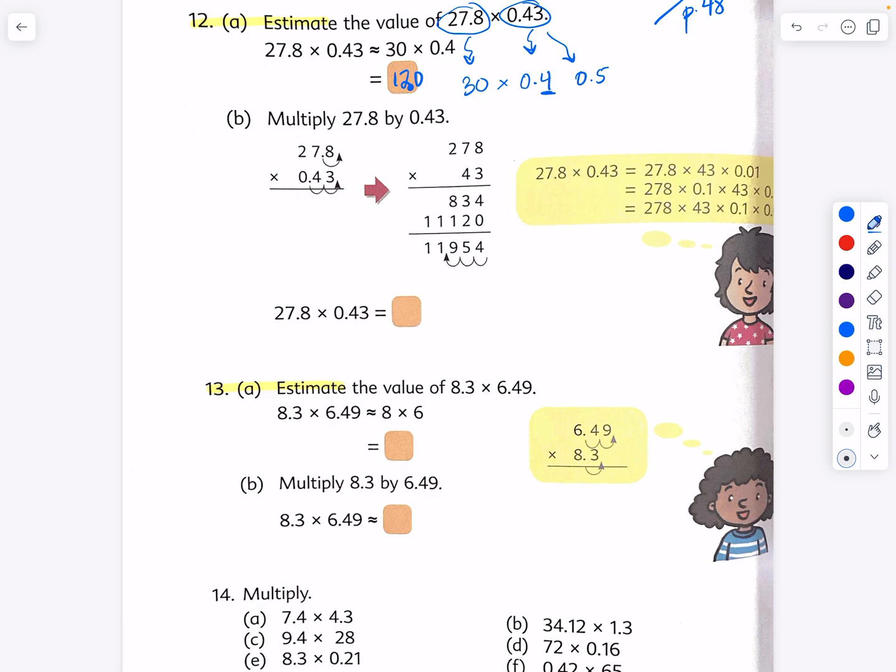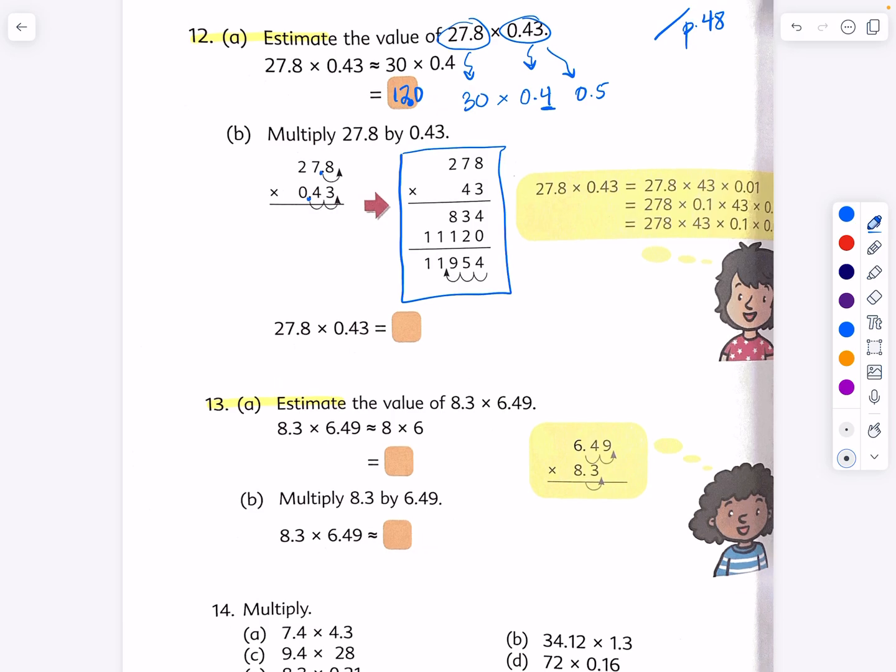We can do stacked multiplication. Remember from the previous lesson, how do we multiply decimals by decimals? Step 1, stack them up and multiply by ignoring decimal places, as if you're multiplying 278 times 43 just to get the correct digits. And the digits are 11954.